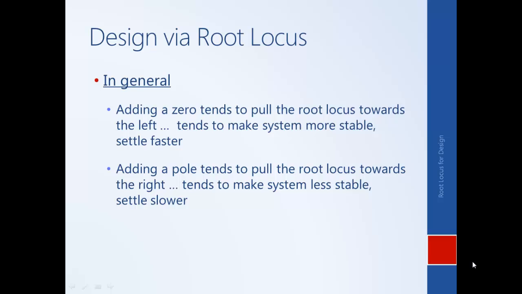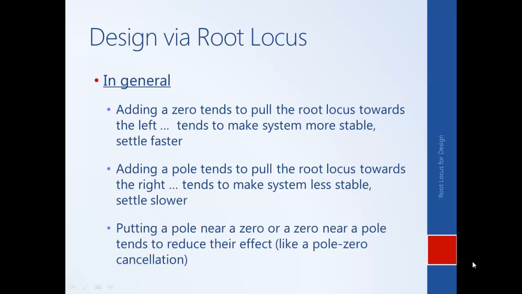Adding a pole tends to have the opposite effect. It tends to pull the root locus towards the right, closer to the right half plane, so that the system is generally less stable, sigma is smaller, so the settling time tends to be larger. It settles more slowly. An exception to this is when you put a pole near a 0 or a 0 near a pole, and the effect of that is basically a pole-zero cancellation. So if you place a pole near a 0 or a 0 near a pole, it tends to reduce the effect of those poles and zeros.